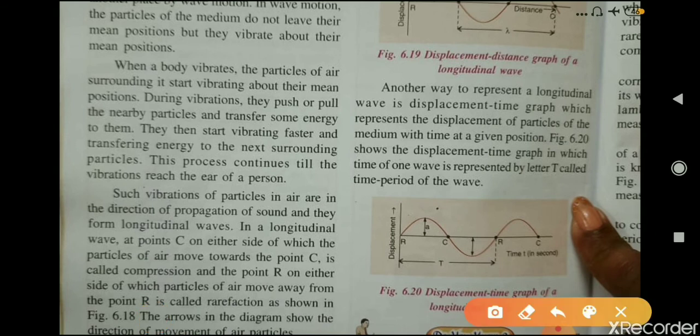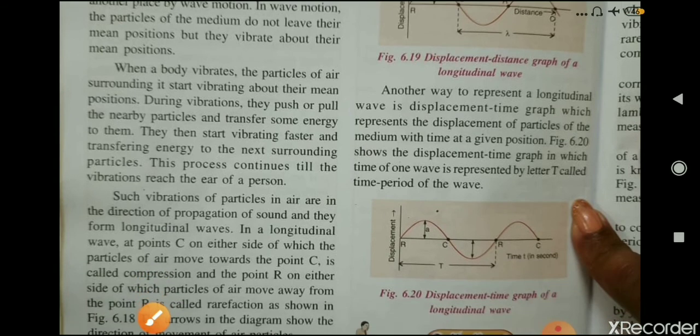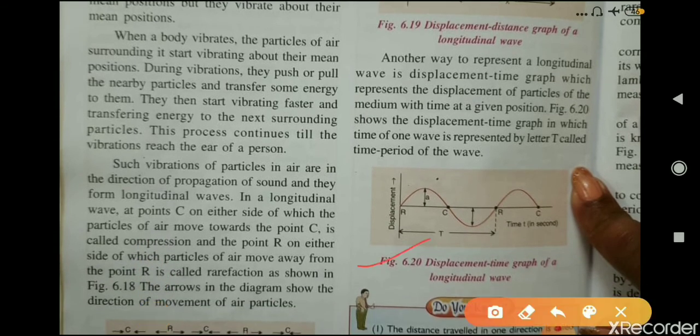Another way to represent a longitudinal wave is the displacement time graph, which represents the displacement of particles of the medium with time at a given position. This was the displacement distance graph, and now this is the displacement time graph. In it, the time of one wave is represented by the letter T. This is one complete wave from rarefaction to the next rarefaction, and this is the time taken by one complete wave.